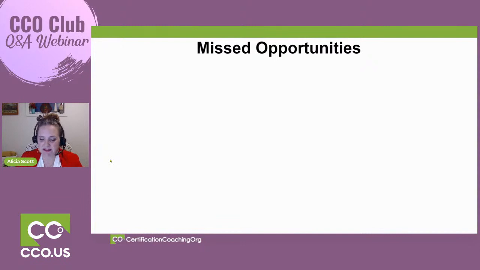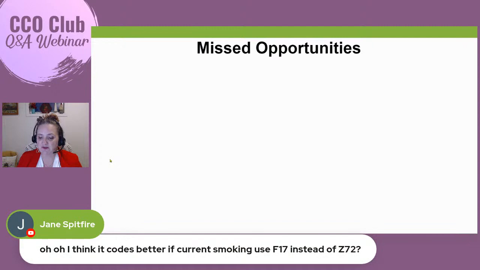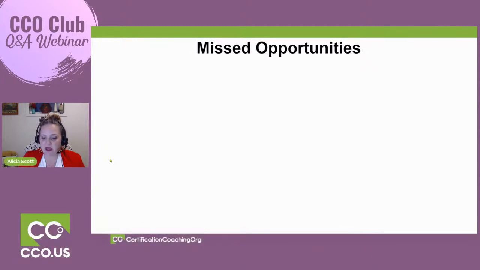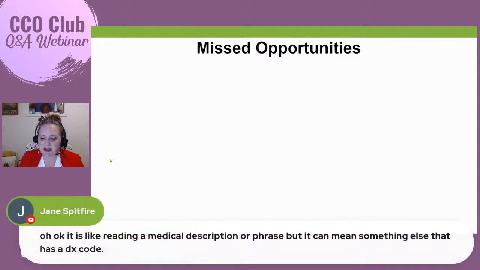Good point, as is. Jane says, I think it codes better if current smoking F17 instead of Z72. But didn't it say that he was a past smoker? I'm pretty sure that he is a past smoker, so we wouldn't use the F17 code for current. And then, let's see, reading a medical prescription or phrase, but it can mean something else that has a diagnosis code. Absolutely correct. That is a good point.